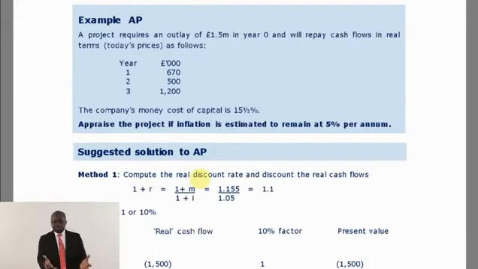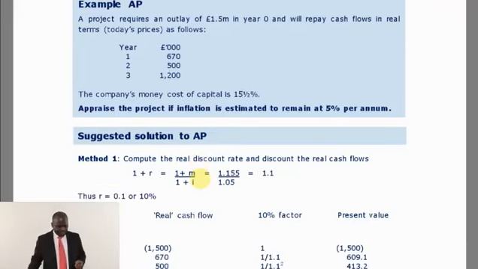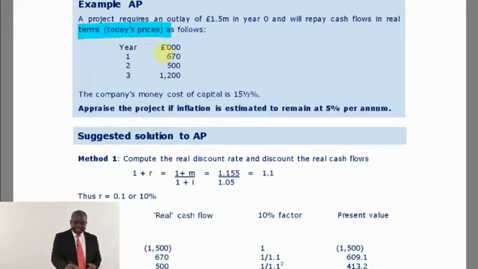Obviously, you are not going to get a question like this in P4, but we will see its application in a bigger question. That's why we are handling them one by one, so that when we see it in a bigger question, we'll be able to bring all those principles to bear. Okay, so they've given me cash flows in real terms. It means these cash flows here are not inflated.